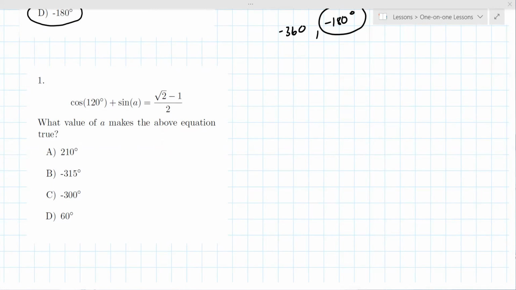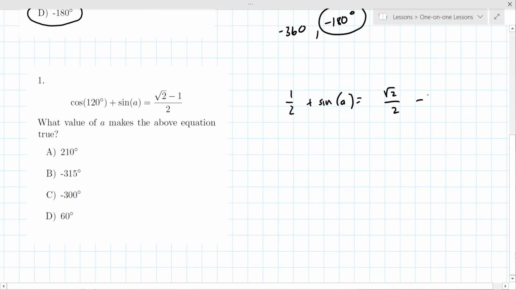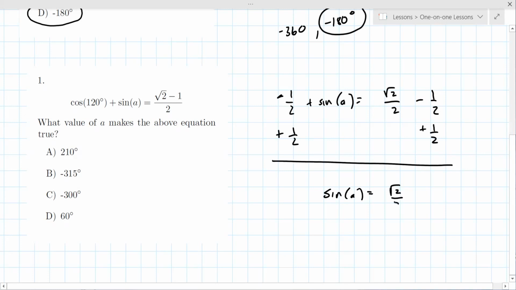120. The x coordinate is negative 1/2. Yeah. Plus sine A equals. Now this is key here. You'd have to notice you can break this fraction apart. You said negative 1/2, right? Yeah. Okay. So now that you have negative 1/2 here, how do you solve for sine A? Well, you would undo this by adding a half. So sine A equals square root of 2 over 2.